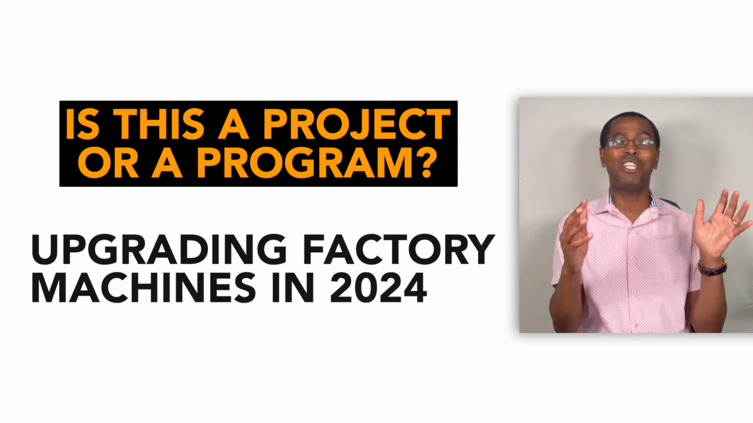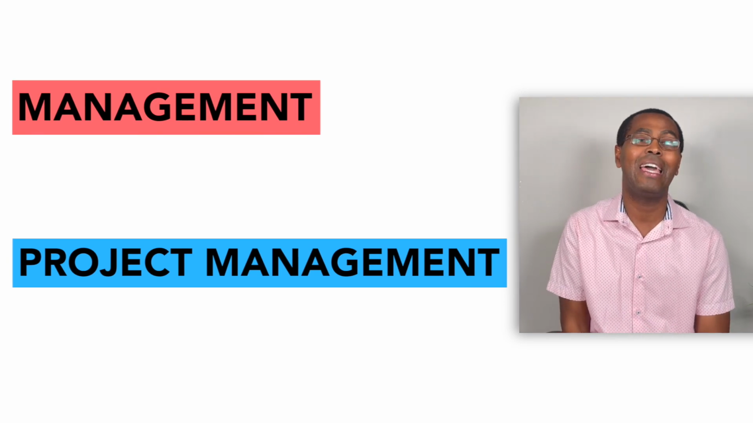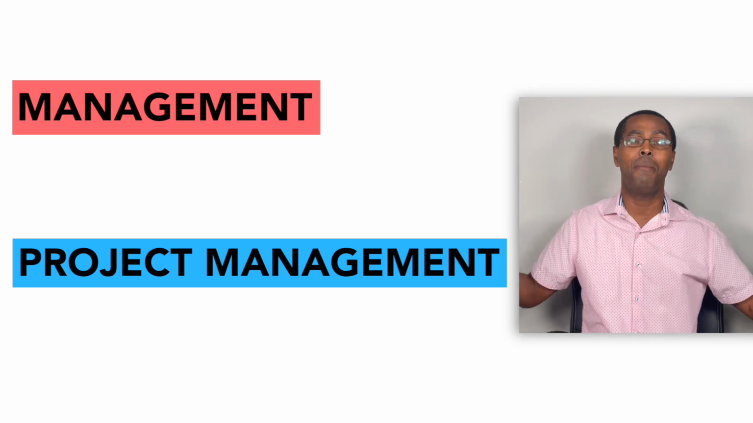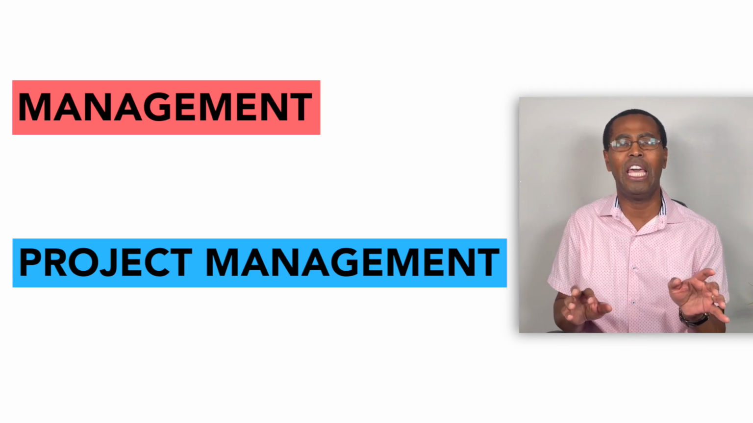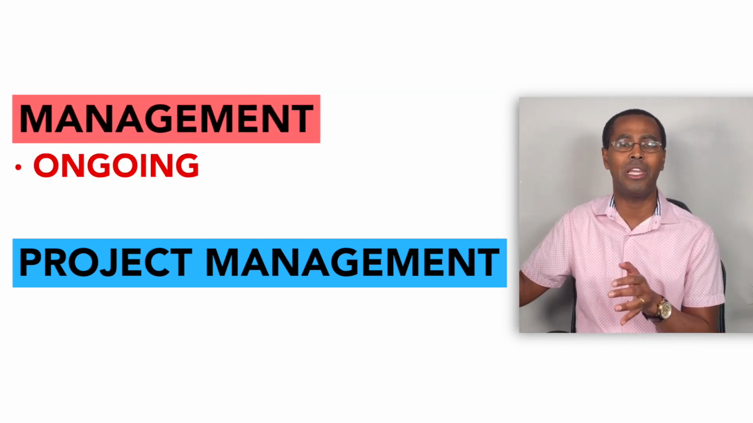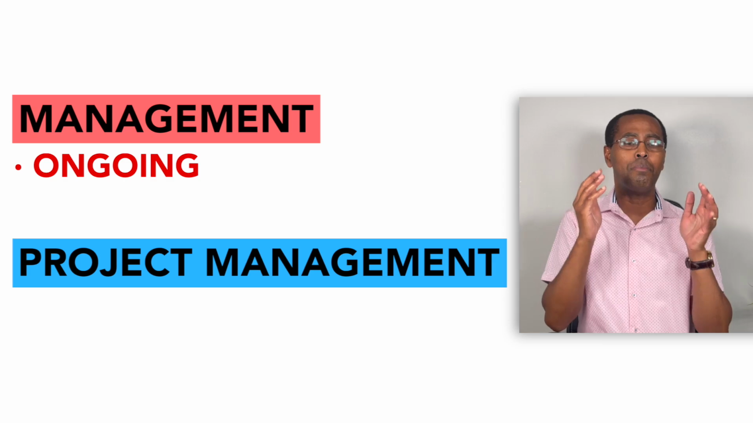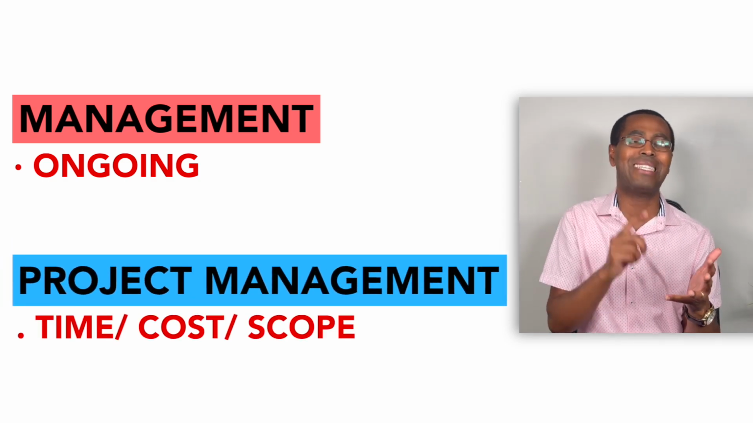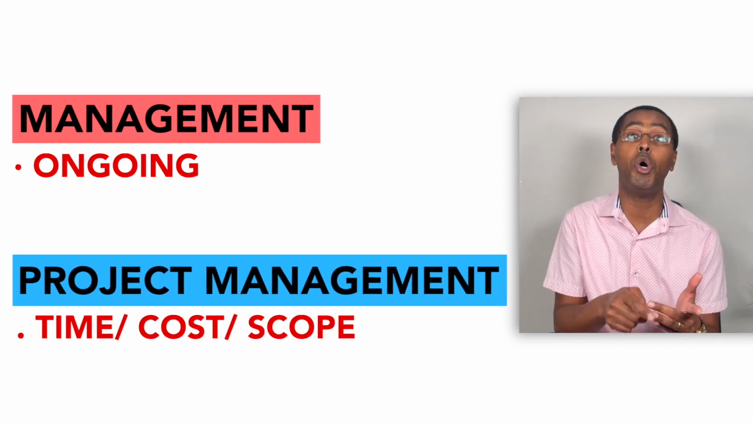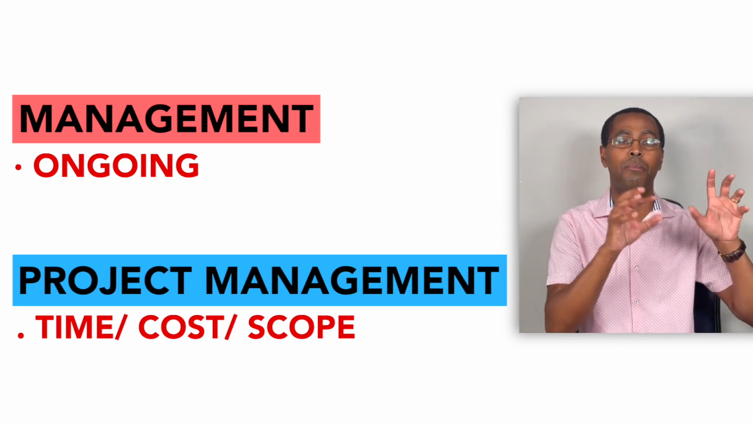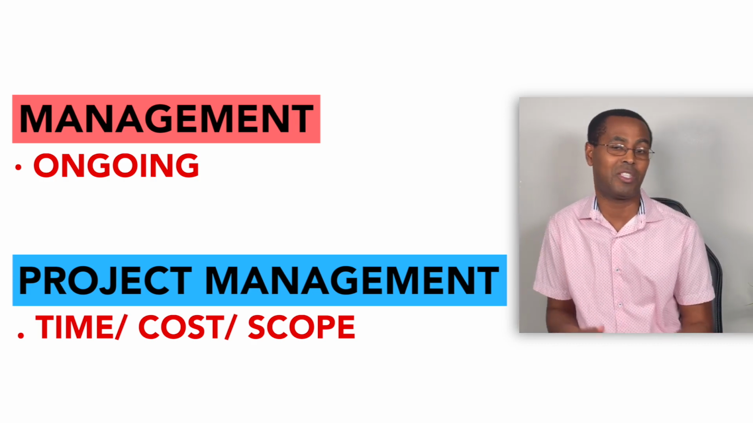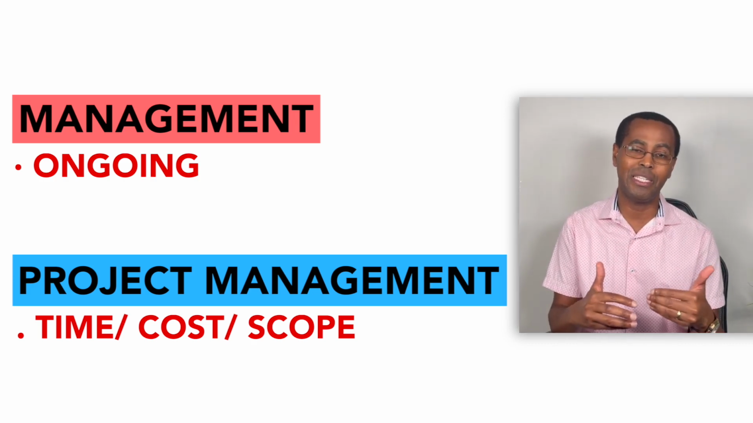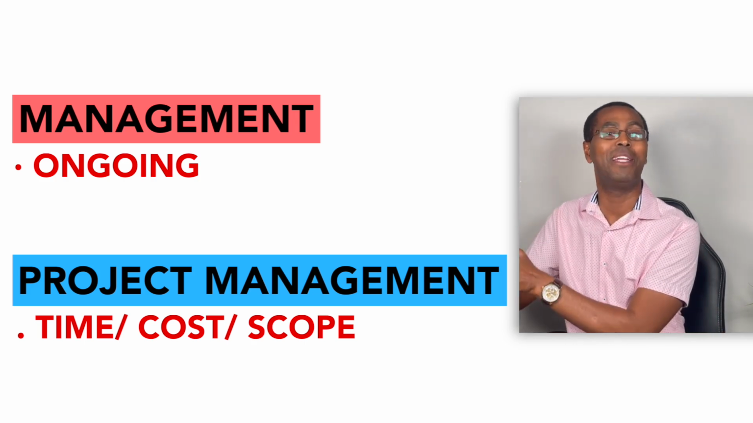And actually, that's the difference between project management and management. Because you got to know what's the difference between management and project management. Management in general is ongoing, is continuous. Project management has specified time, cost, and scope. So many projects make a program. A program is a composite of many projects. Project management is a subset of management.